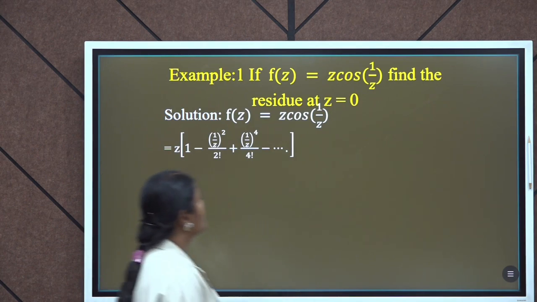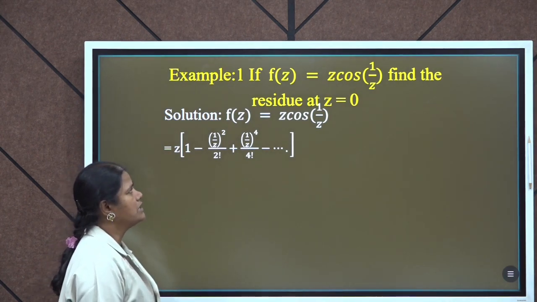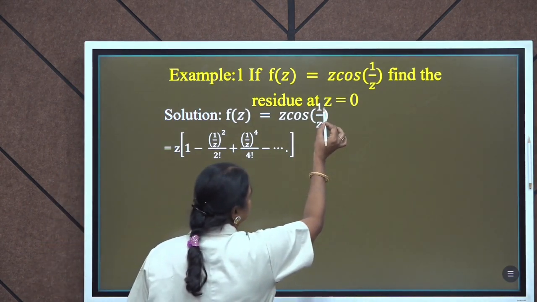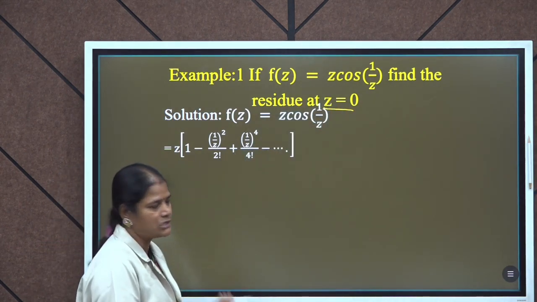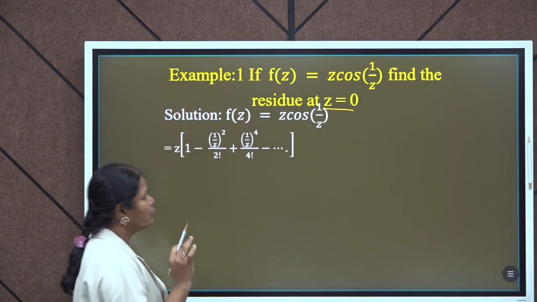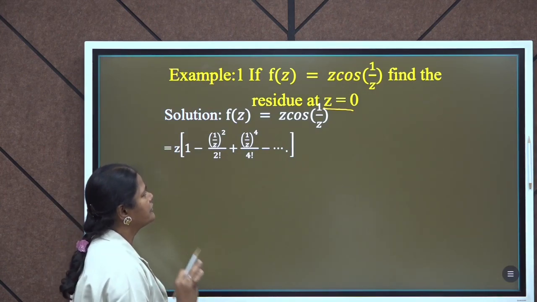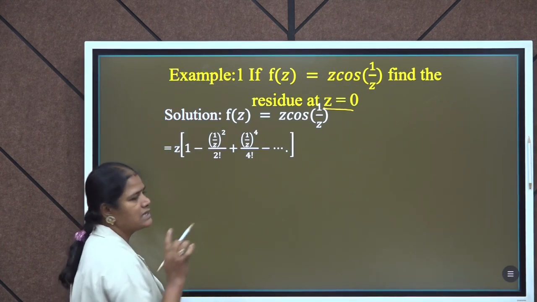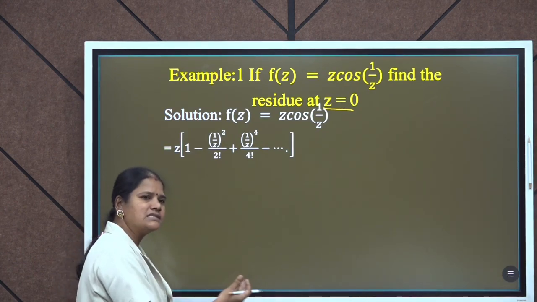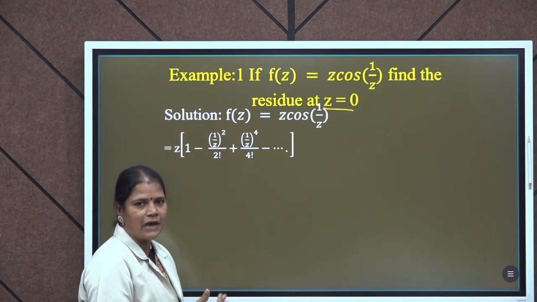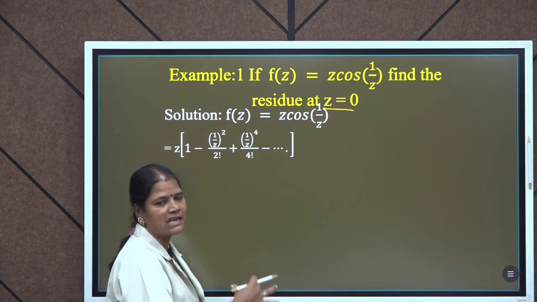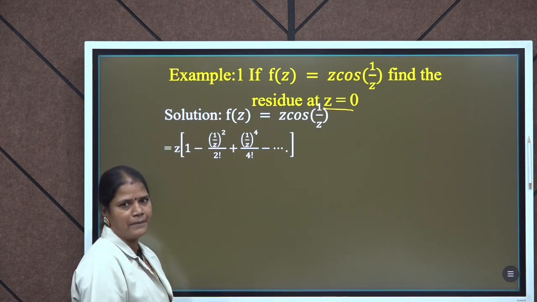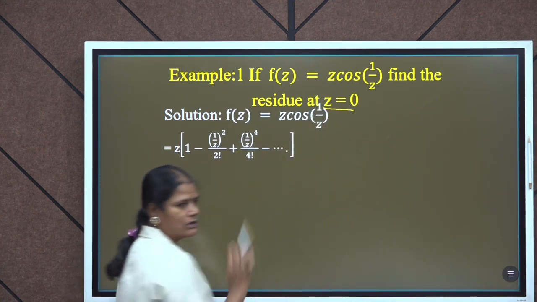Let us consider an example. f of z equal to z cos of 1 by z, and we are asked to find the residue at z equal to 0. If you want to find residues, first of all we have to find the poles. But for this problem, we are going to find the residue by using the Laurent series expansion. We have to expand the given function in terms of a Laurent series, then we can find the coefficient of 1 by z, since the given point is z equal to 0.